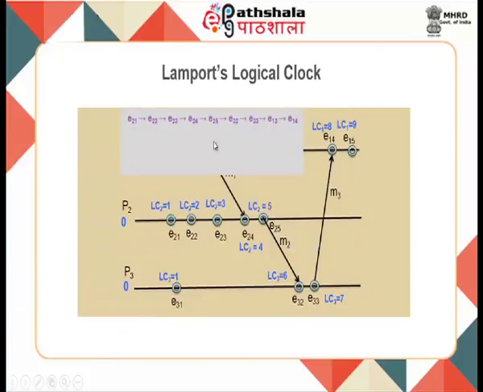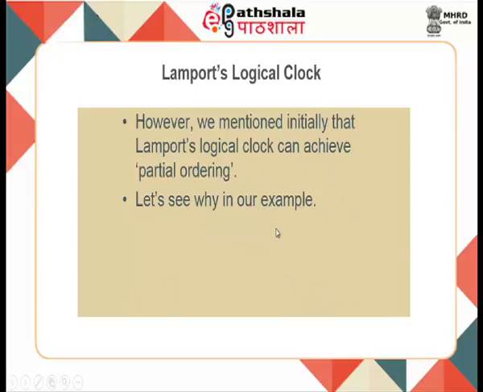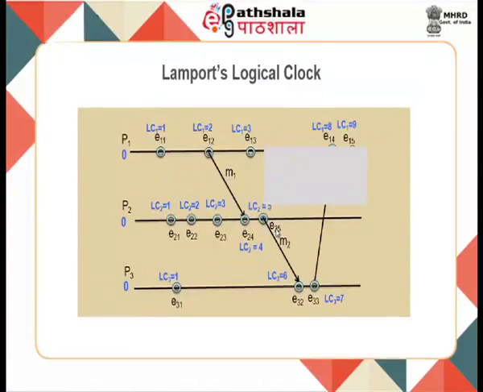Similarly, we have another example: E21 happened before E14 by the transitive rule, and the values are 1 and 9. So, 1 is less than 9, and so on. But this is partial ordering. Why is this partial ordering? We cannot put any order between certain events, like E11 and E21. Let us look at E11 and E21. The clock values are the same, but we cannot have any ordering. Similarly, E13 and E32 are two events where no ordering can be put, and so on.